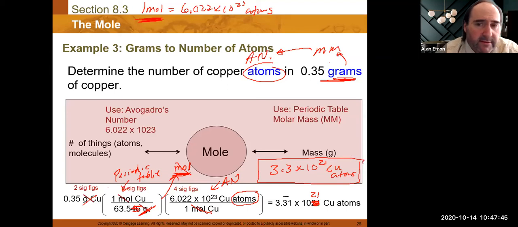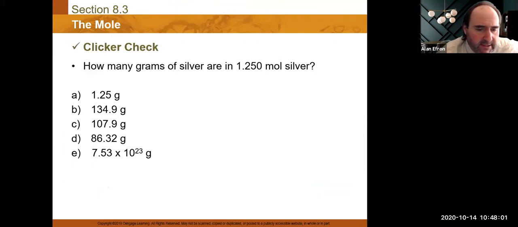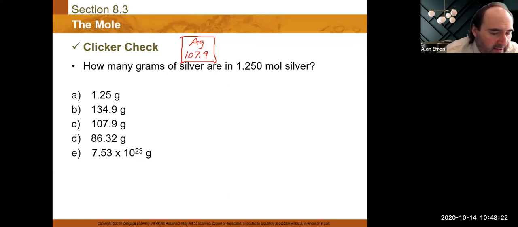Any questions on those couple of examples there? Okay, so why don't you try some here, see what you come up with. So what you have next, I think, is this one. We want to know how many grams of silver are there in 1.25 moles of silver. And if you look up silver on your periodic table, just in case you don't have one, you will find this number underneath it, 107.9. All right, so take a minute there and see what you come up with.